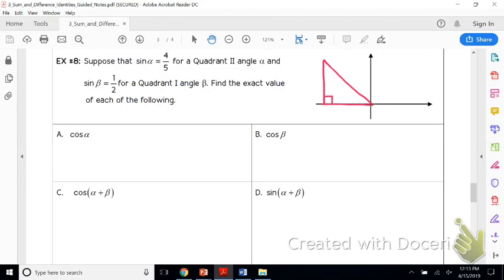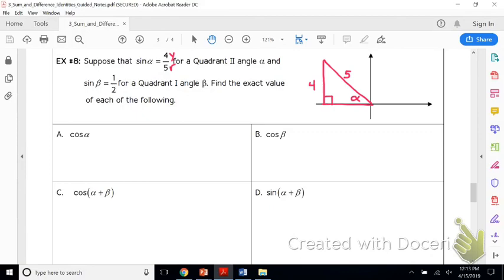Now sine is what in terms of x, y, and r? Sine is y. So that means my y value, which is going to go up and down just like my y-axis, is 4. My r value is 5. Here's my angle alpha, because it's the one that's in the center there. What is my x value here? 3. Almost. Because you're saying it's a 3, 4, 5 triangle, correct? Yeah. You're right there, but we're in quadrant 2, so what is my x value?